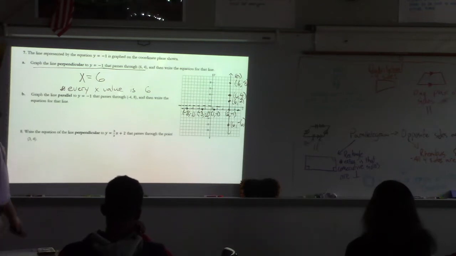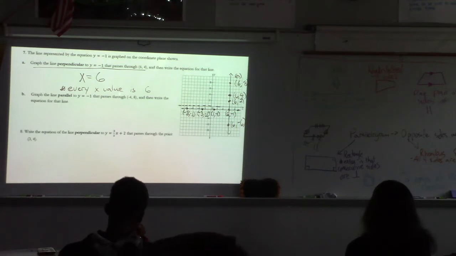So when I look at 7b, what do I know immediately about that line? Graph the parallel line. So what does that tell me? What do you know about lines parallel to this line that is given? It has the same slope. Anything else? Yes, parallel lines have the same slope, 100,000%.